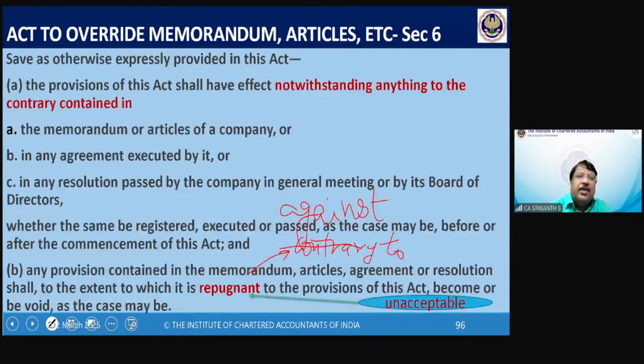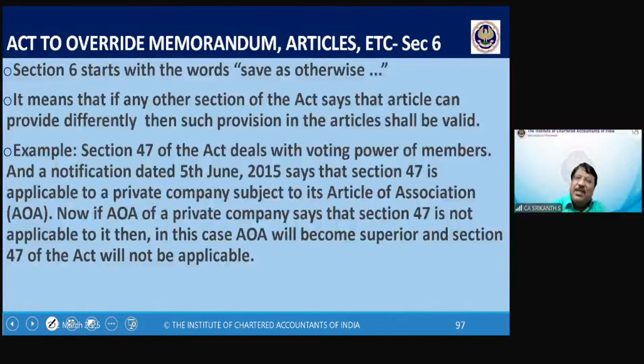This Section 6 says, "save as otherwise provided in this Act," which means what? There are specific provisions in the Act which say you can provide it differently. It means that if any other section of the Act says that the articles can provide differently, then such provision shall be valid. So Section 47 deals with voting power of members.